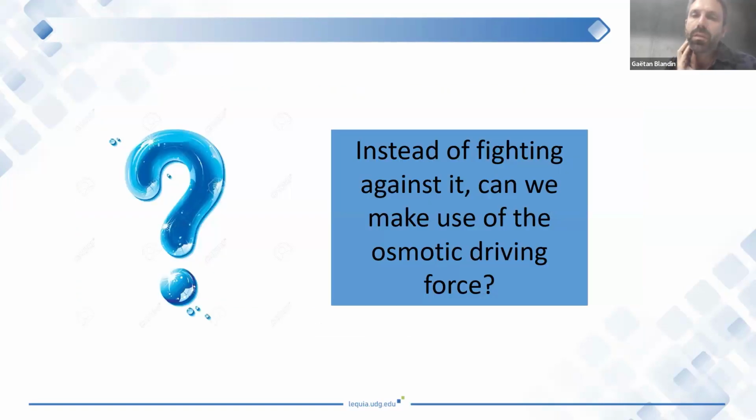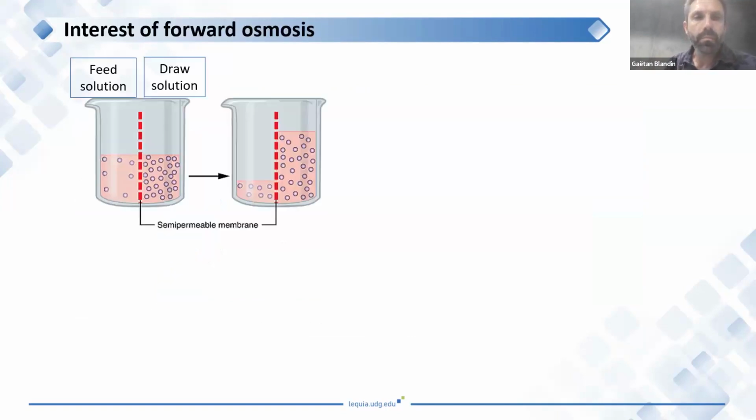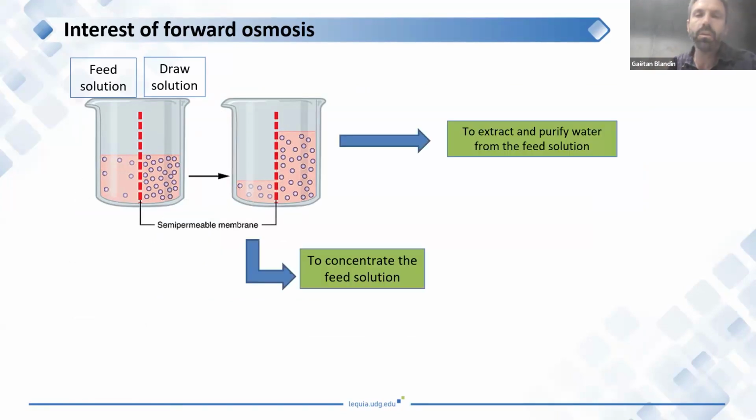But the question is, instead of fighting against this osmotic pressure, can we make use of it? Can we make use of this driving force, the osmotic gradient, in between two streams? Back to this initial picture, you have a feed solution with a low concentration and a draw solution with a high concentration. With a semi-permeable membrane in the middle, you can extract and purify water from the feed solution. This type of membrane is considered a dense, high rejection membrane. They reject almost everything except water.